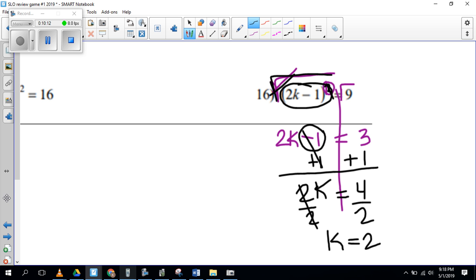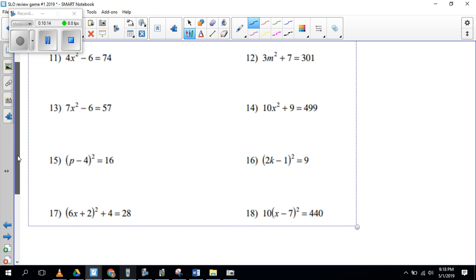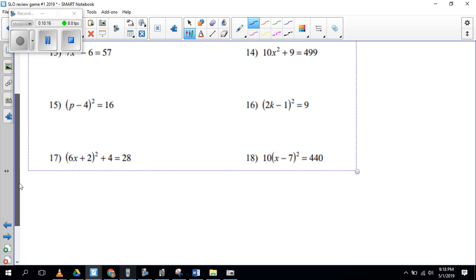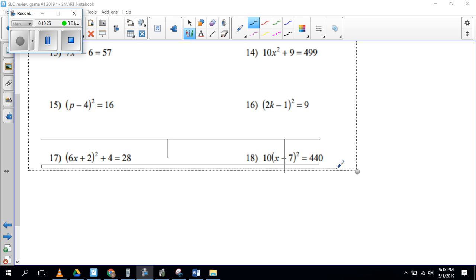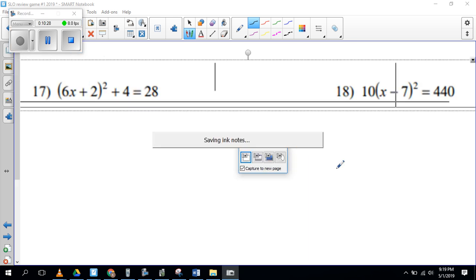Now the next one that I want to do, I think I'm going to do 17 and 18, because I think you have some more examples on there. Okay, let's look at 17 and 18. Okay, so number 17.